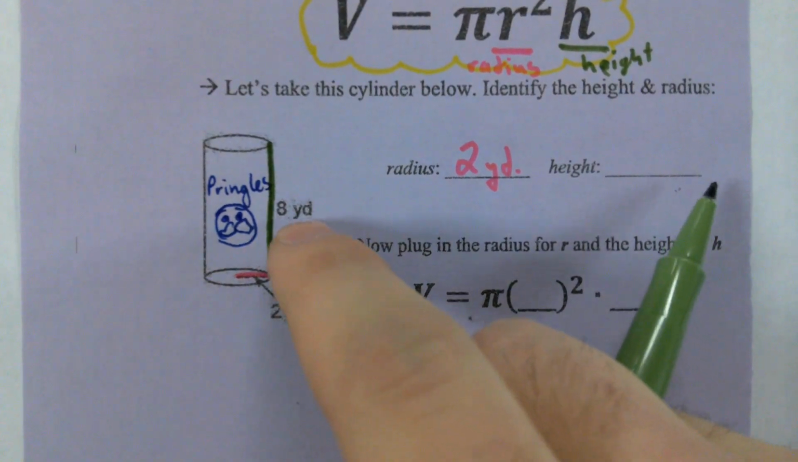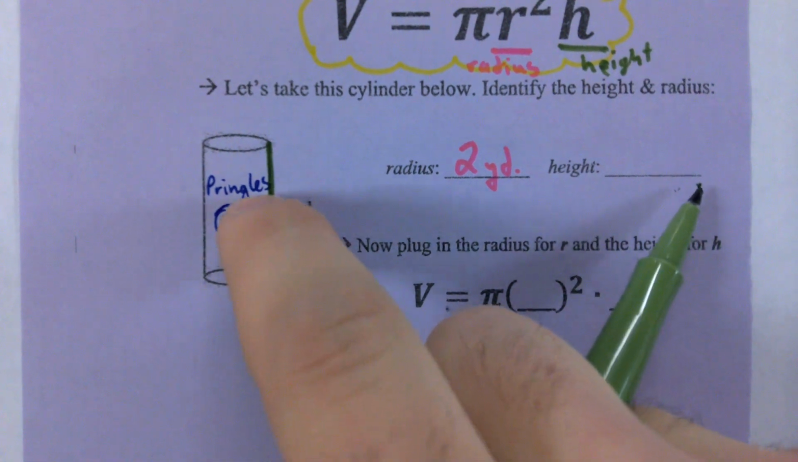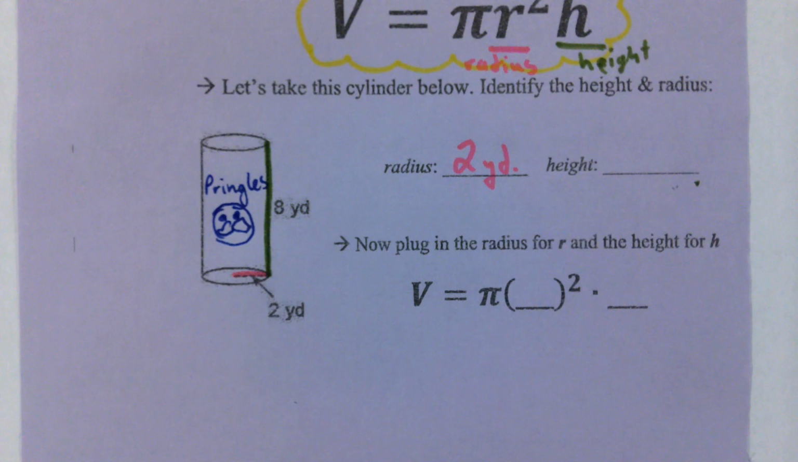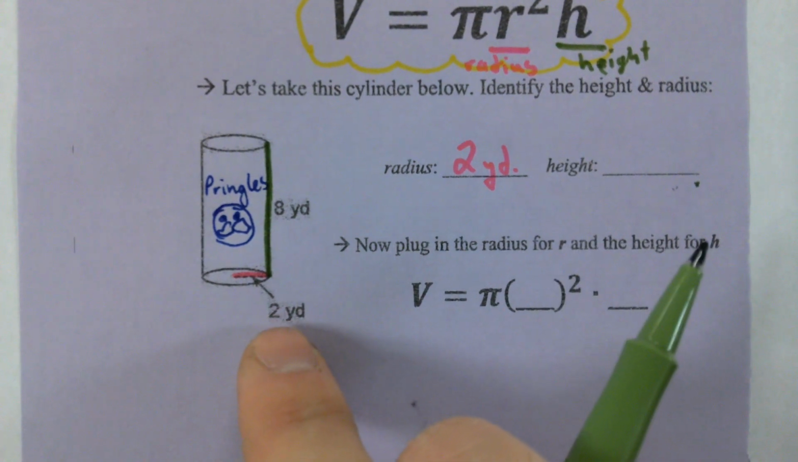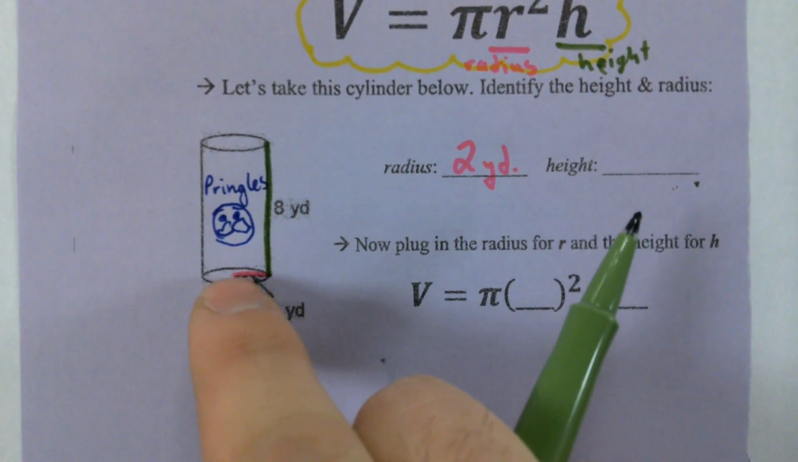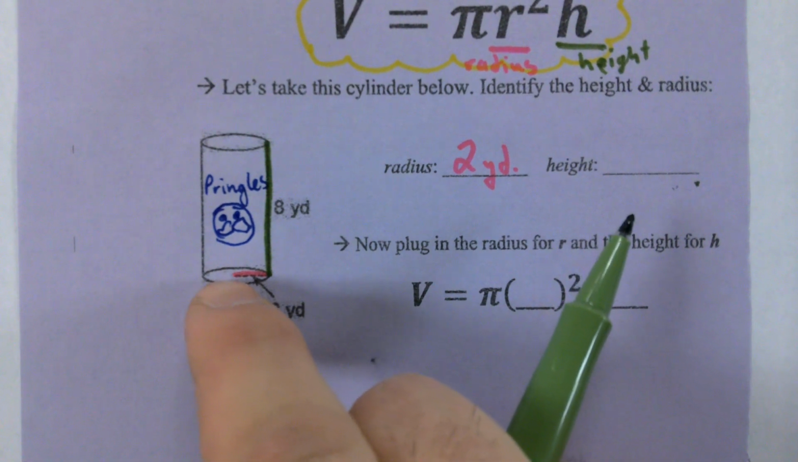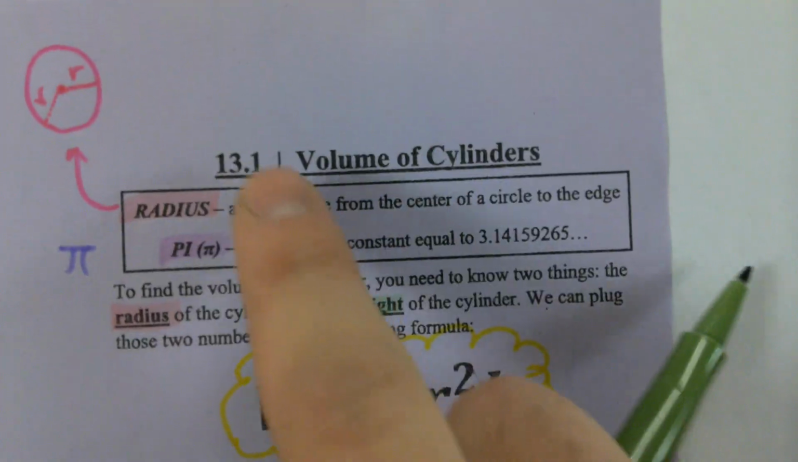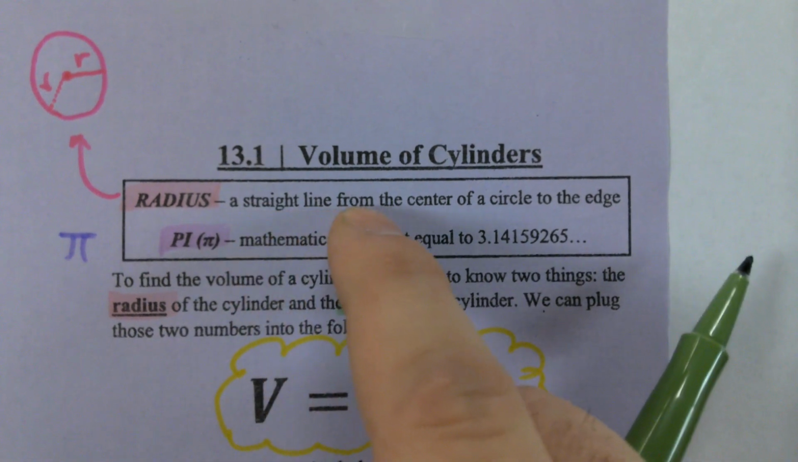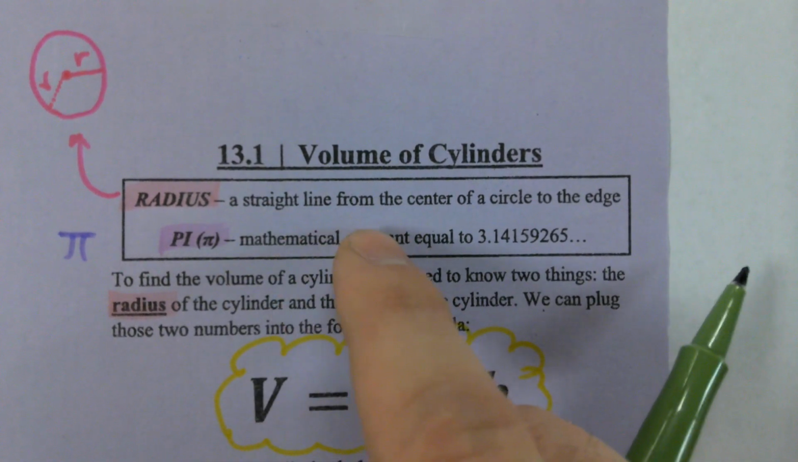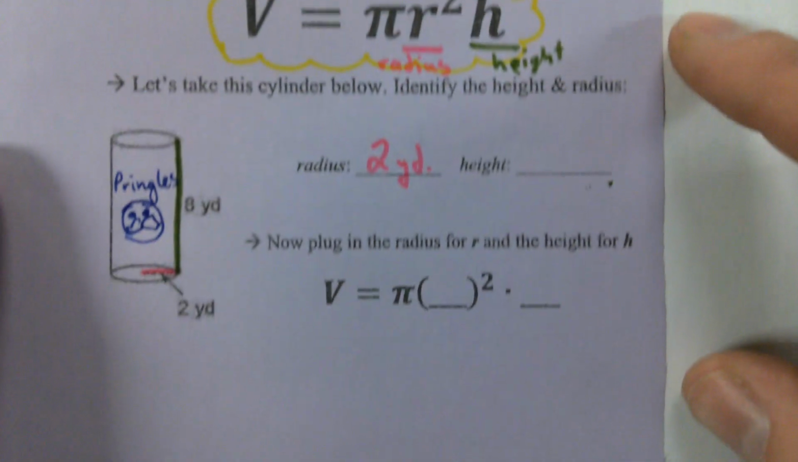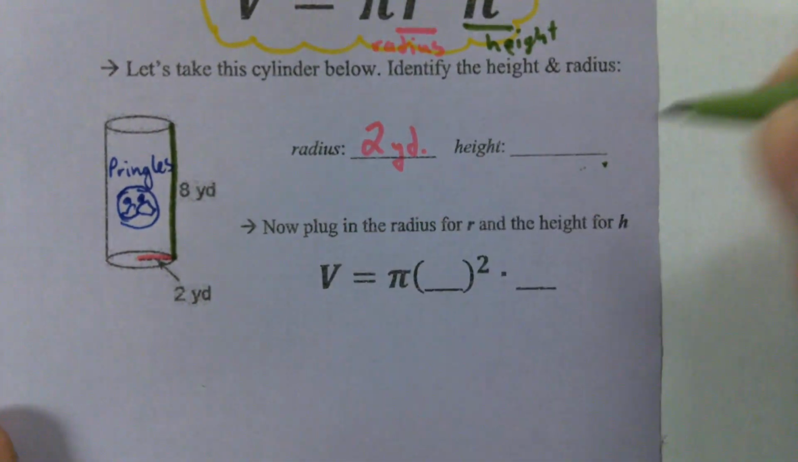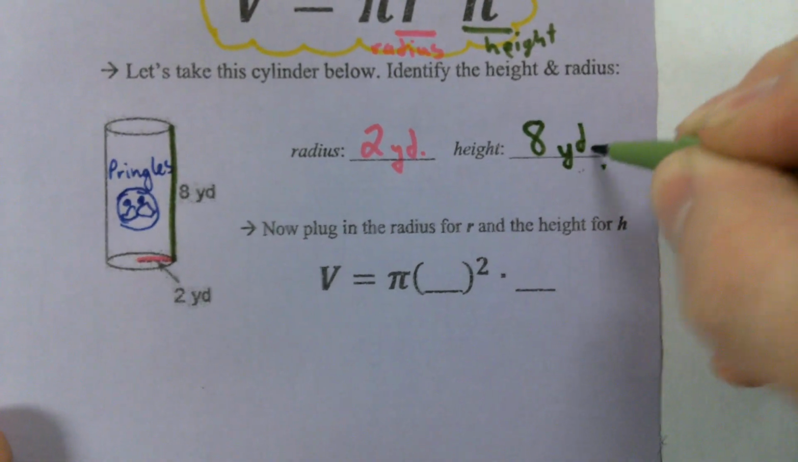Now take a look. This 8 yards is right next to our height, this vertical side of the Pringles can. And this little 2 yards has an arrow pointing to it. That's the distance from the center of the circle to the edge of the circle. That is the definition of a radius: a straight line from the center of a circle to the edge of the circle. So we know that our radius is 2, and we know that our height is 8.